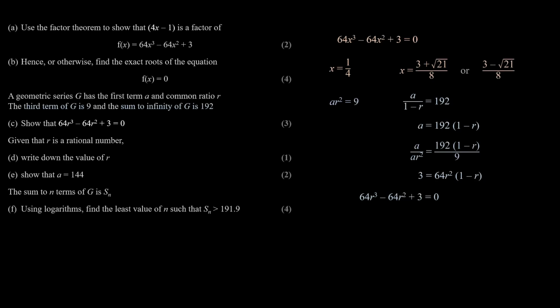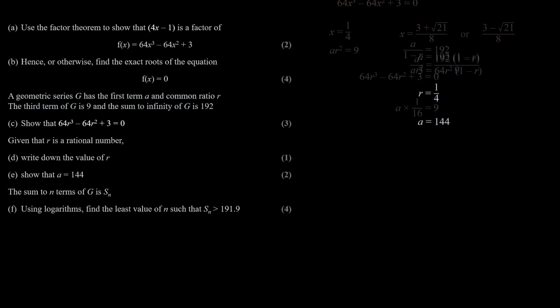This cubic equation has exactly the same coefficients as f(x), and thus the roots are also the same. Since r is a rational number, r must be 1/4. Substituting r equals 1/4 and ar squared equals 9, we get a equals 144.